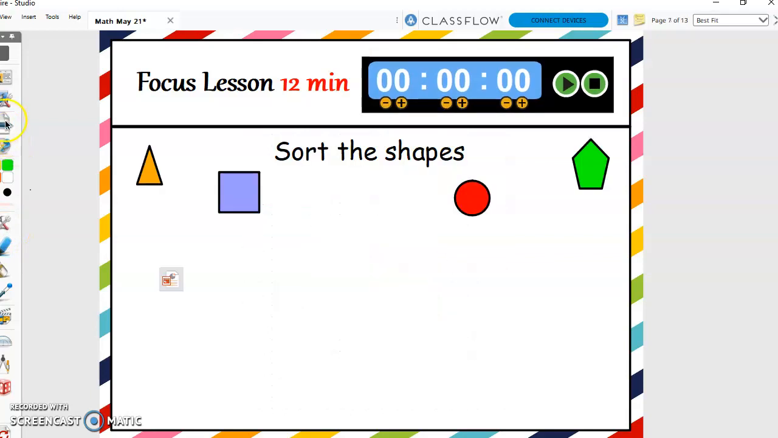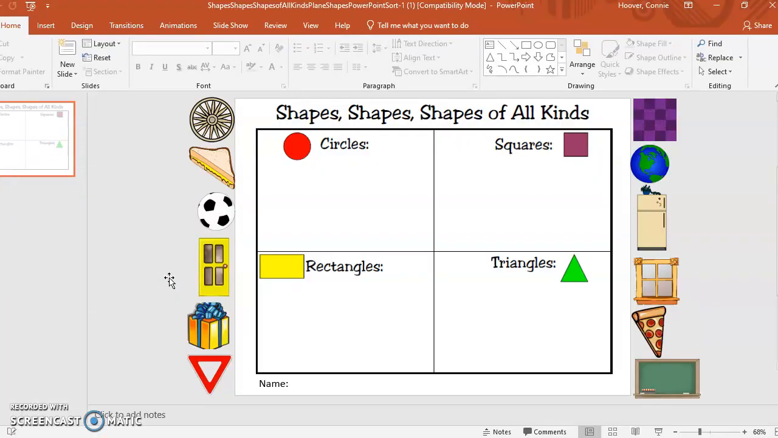Okay, so now what you guys are going to be doing is you are going to be sorting some shapes. And I want to show you with this little activity, kind of what I want you to do. I've got it and I'll show it to you in a minute. But you're basically just going to go through and you're going to sort some shapes.